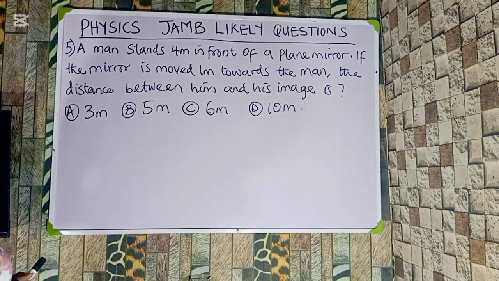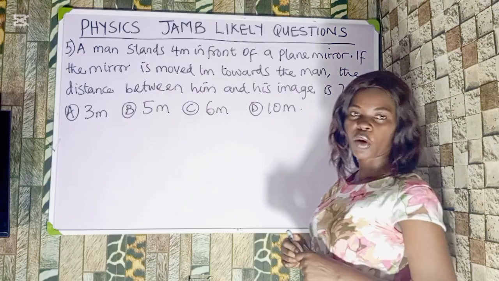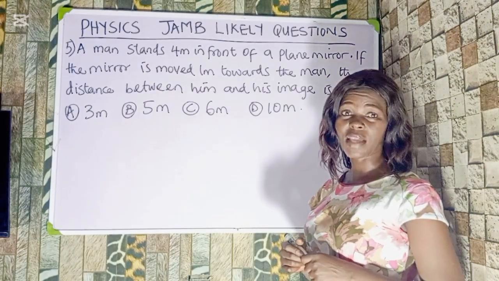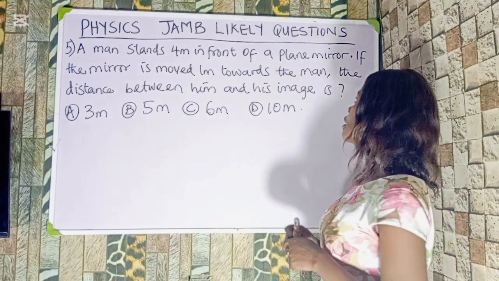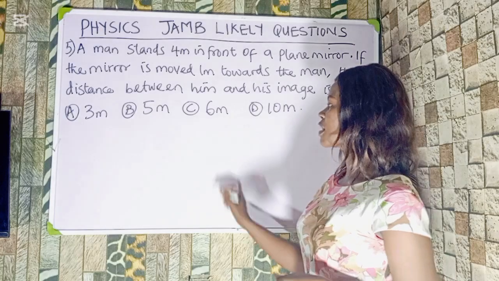A man stands 4 meters in front of a plane mirror. If the mirror is moved 1 meter towards the man, the distance between him and his image is what? Option A 3 meters, option B 5 meters, option C 6 meters, and option D 10 meters. So let's solve this question. What we must know in this question is this man stands 4 meters in front of a plane mirror, right? So this is a plane mirror here.